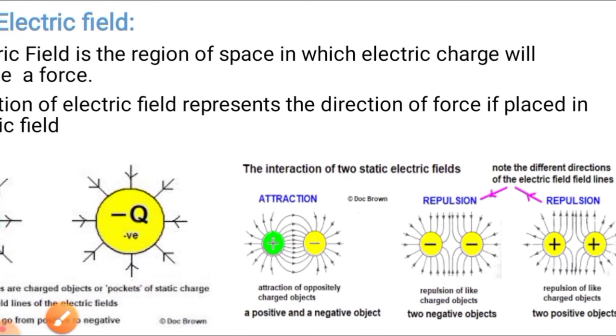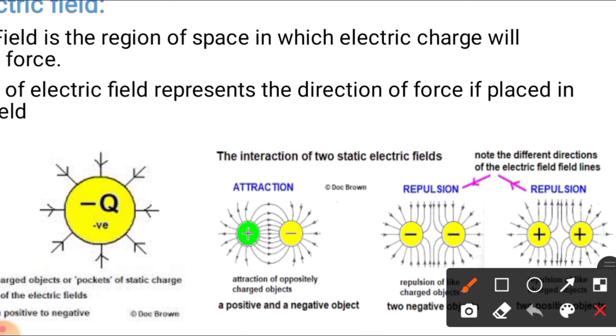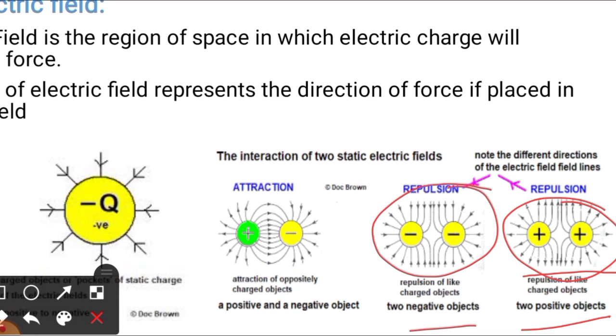Now we will see if two positive charges are kept nearer to each other, then what happens? Here two positive charges are kept nearer to each other, therefore a force of repulsion will be produced. Similarly, in case of two negative charges, repulsion force will be produced. Suppose a positive charge and a negative charge are kept nearer to each other, therefore a force of attraction will be produced.